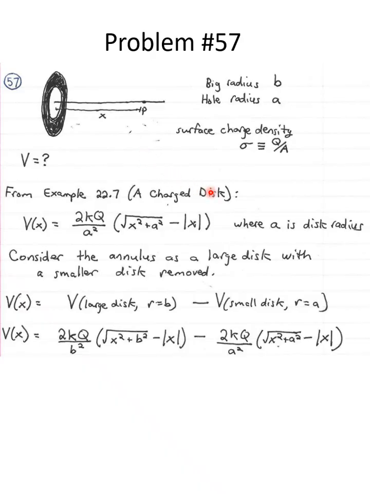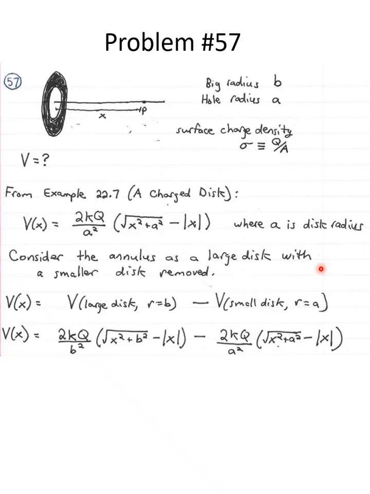So I start with the result that was given in example 22.7. There it is. Now we have to be careful with the variables that we use. In that particular example, they used the radius of the disk to be A. I'm going to switch that, again, as I wrote at the top. The radius of my hole is A, the radius of my disk is B.